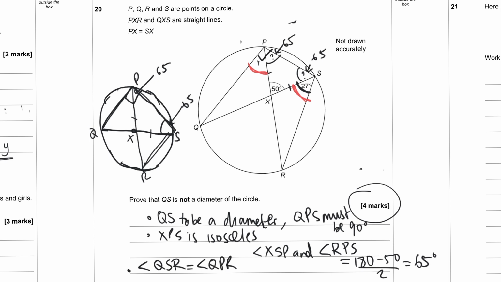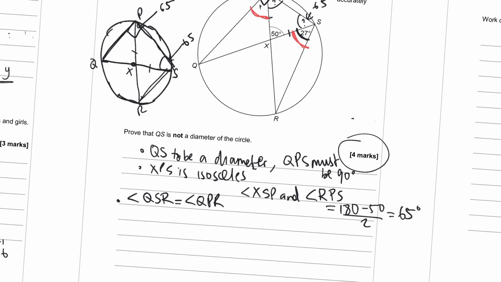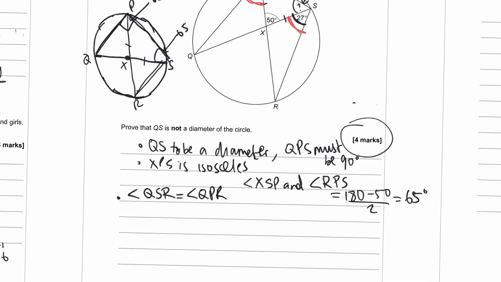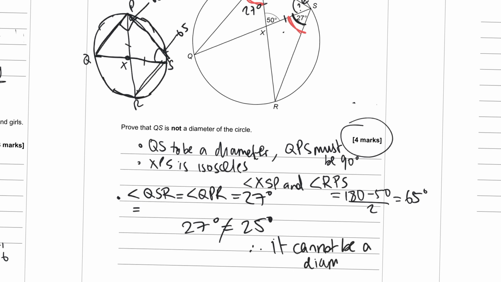And so if that's the case, let me just scroll down. If really and truly that's the case, then that means that that angle there is 27 degrees, as well as that one there, which is also 27 degrees. So I put equals to 27 degrees. And so because 27 degrees is not equal to the 25 degrees that we should have had, therefore it cannot be a diameter. So I hope that made sense.